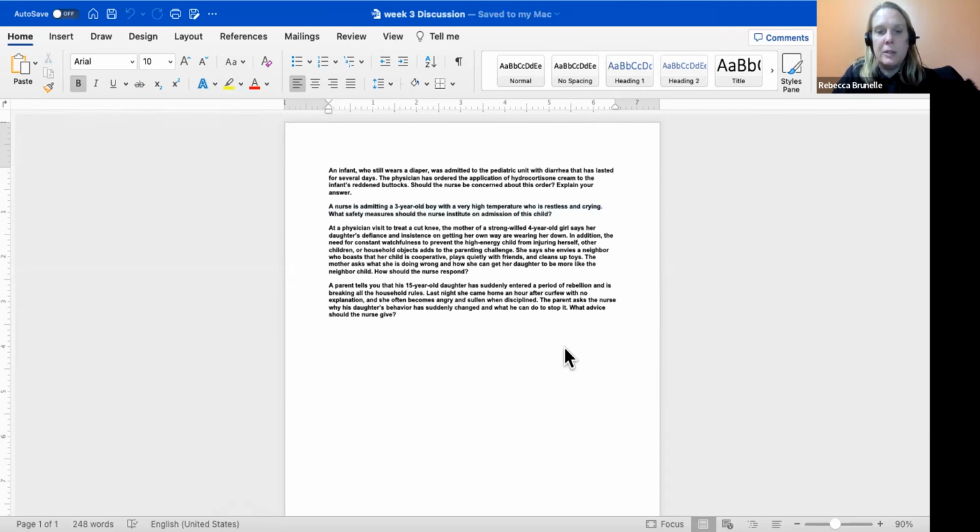Okay, so this one here, it says, a nurse is admitting a 3-year-old boy with a very high temperature, we'll say it's 104 degrees Fahrenheit, who is restless and crying. What safety measures should the nurse institute on admission for this child? And I want you guys to come up with 5. And I'll pick someone here. Daphne, do you think you can be the secretary and write down the 5 interventions or the 5 safety measures that you're going to come up with?